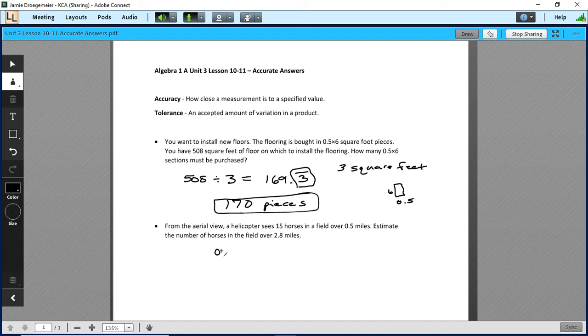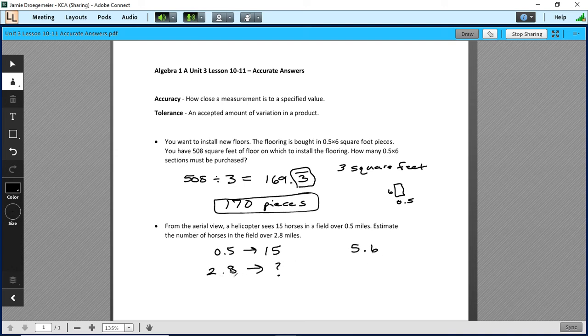So half a mile, I've got 15. What do I have for 2.8? A few ways we can go about doing this. The way I'm going to do it, I'm going to take my 2.8 and divide it by 0.5. And when I do that, I get 5.6.